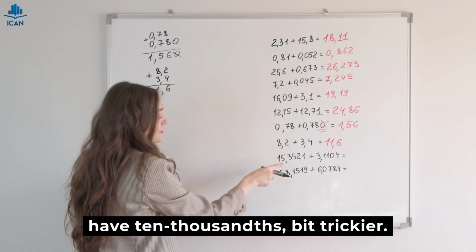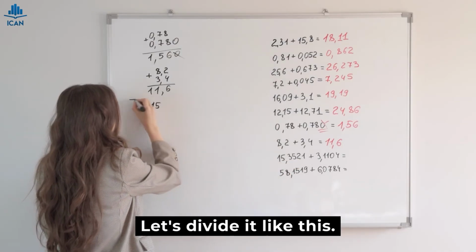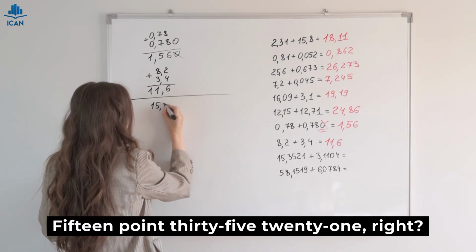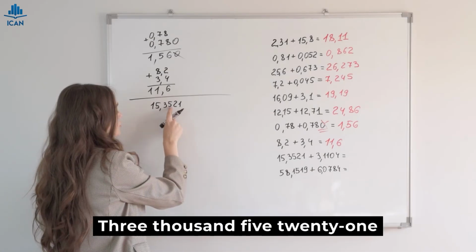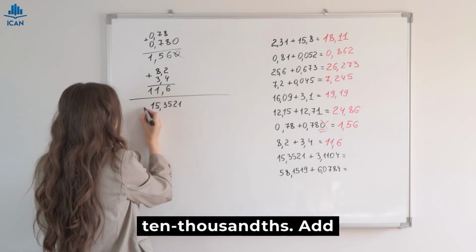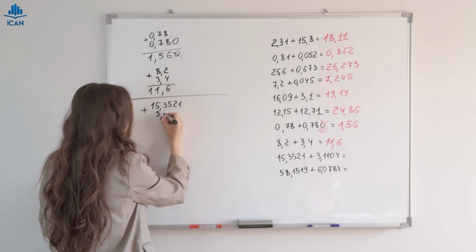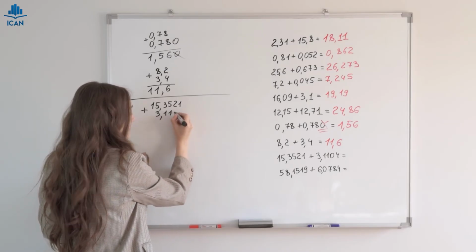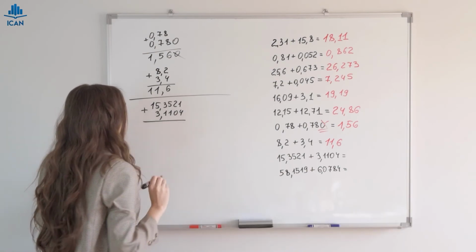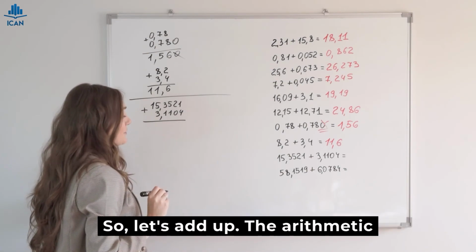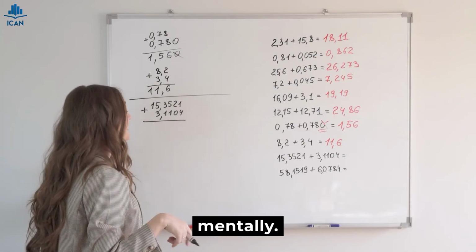Last two examples have ten thousandths, a bit trickier. 15 whole numbers. Let's divide it like this. 15.3521, right? 3,521 ten thousandths. Add 3, comma below, right? 1,104 ten thousandths. So let's add up. The arithmetic here is simple, but the last example's tougher. We'll need to add mentally.